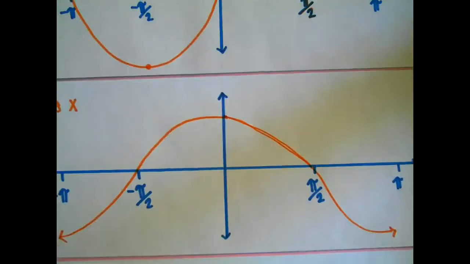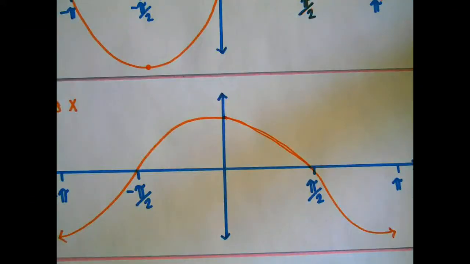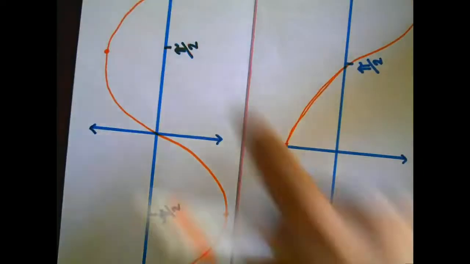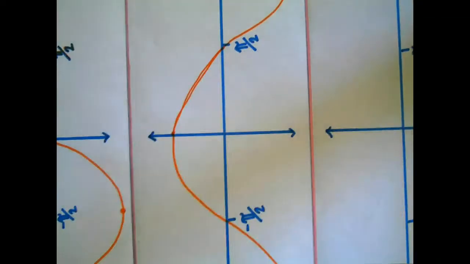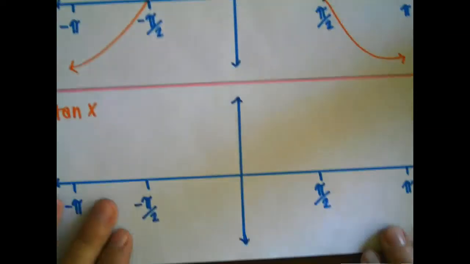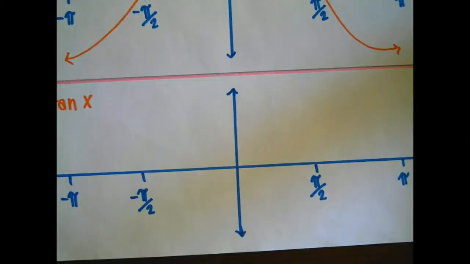Now, the way I avoid getting sine and cosine confused, if you take these graphs and you turn them sideways, sine looks kind of like an S, and cosine looks kind of like a C. That's how I know which one's which. Okay? Alright, tangent. Tangent repeats itself every pi.